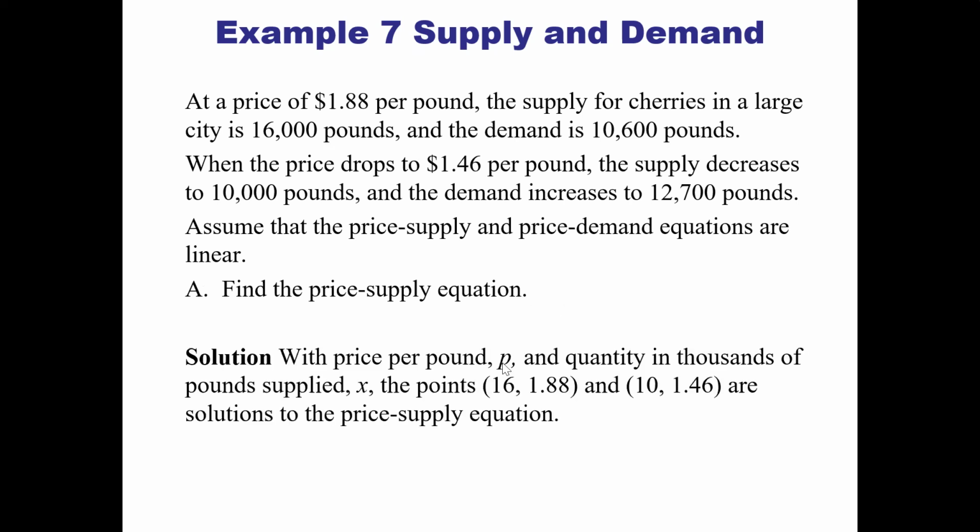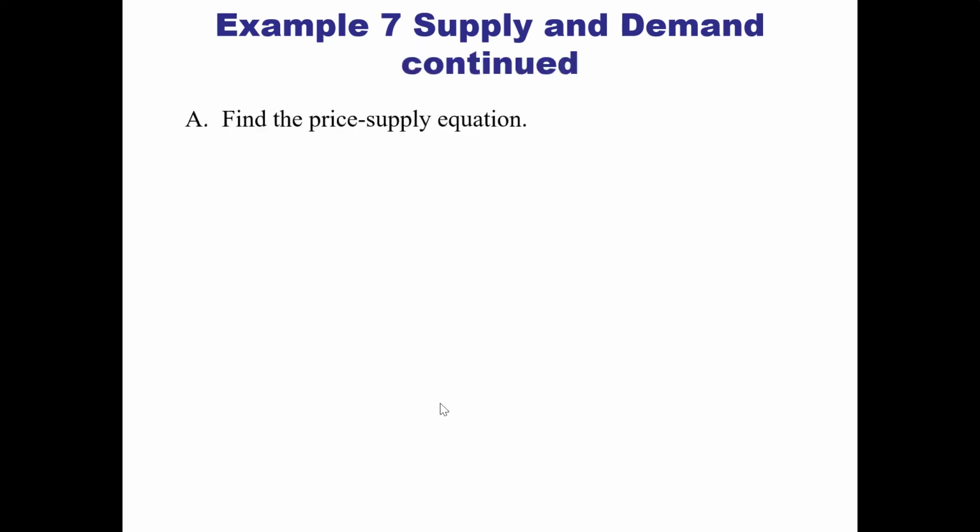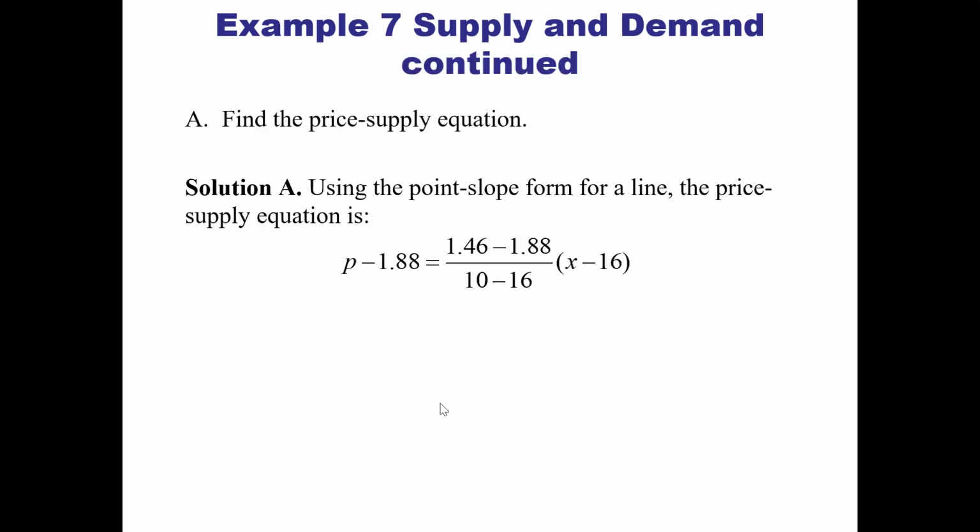So with the price per pound P and the quantity in thousands of pounds supplied X, the points (16, 1.88) and (10, 1.46) are solutions to the price supply equation. And again, we're saying this is in thousands of pounds, so we're just dropping off the extra zeros here. So that'd be 10.6, 12.7, things like that. Now we're supposed to find the price supply equation.